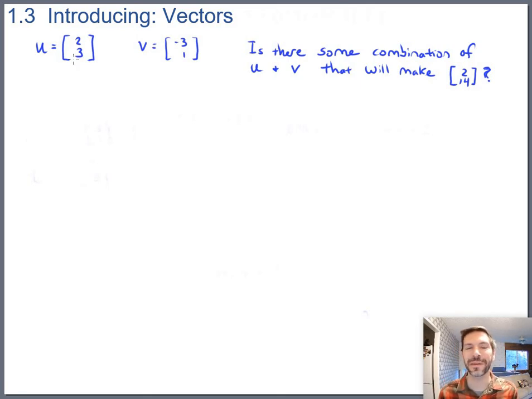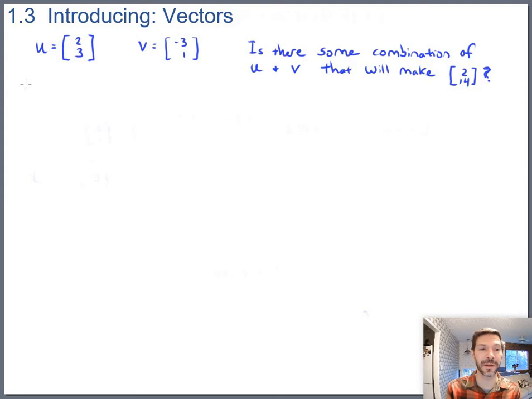So let's actually make the connection between vectors and matrices. Let me start off with this question. There's some similar questions in your homework. So we've got U, we've got V like we had in the previous video. And the question is just, is there some combination of U and V that will give you the vector (2, 14)? And by combination, we mean the same thing we meant before.